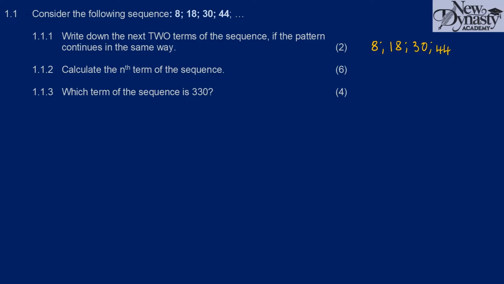For you to do that, the first thing that you can do is just to do the differences. That is the difference between the first and the second term, and so on. So in this case, I'm going to say 18 minus 8. That is going to give me 10. And continue by saying 30 minus 18. That is going to give me 12. And 44 minus 30. That is going to give me 14.